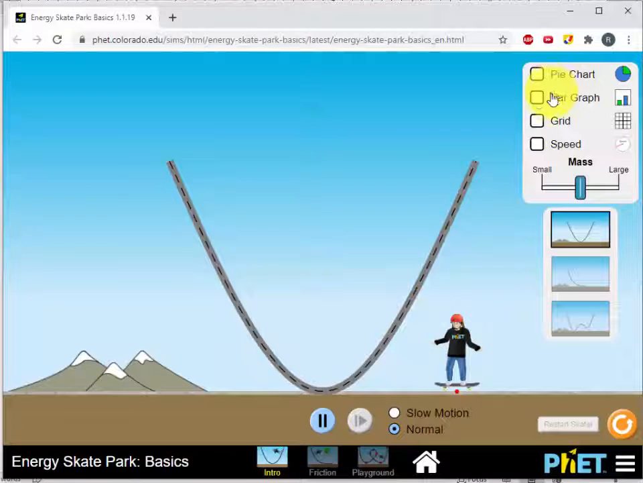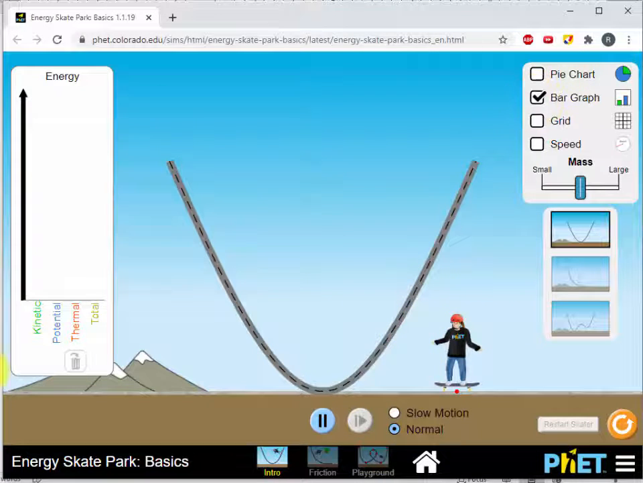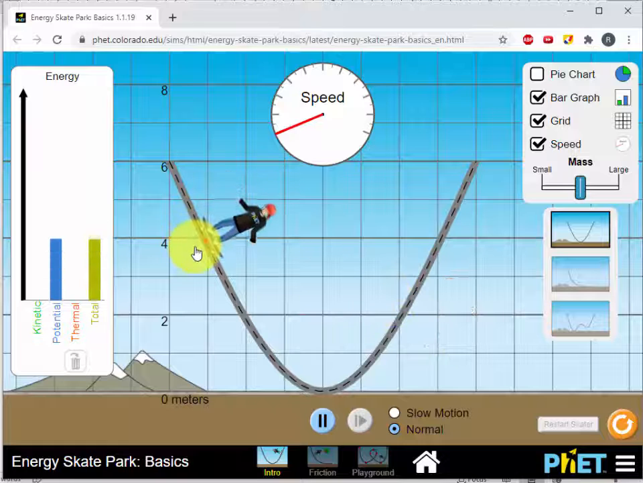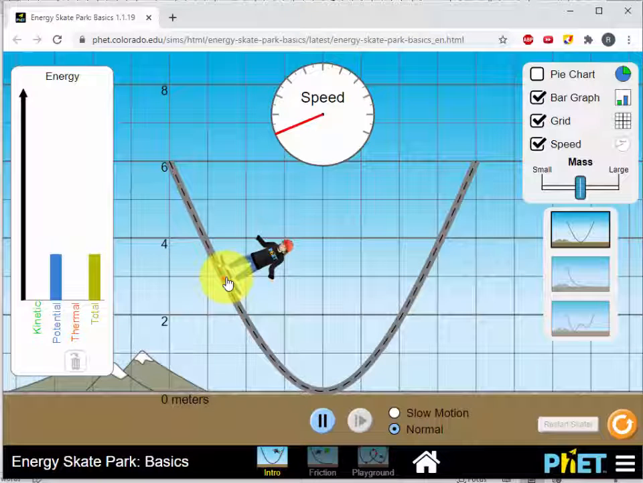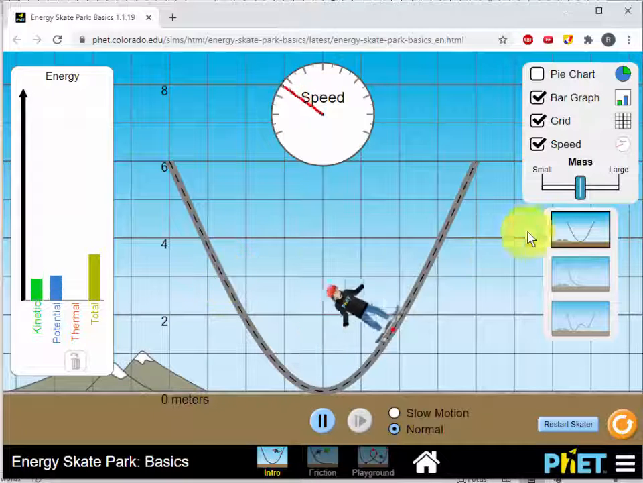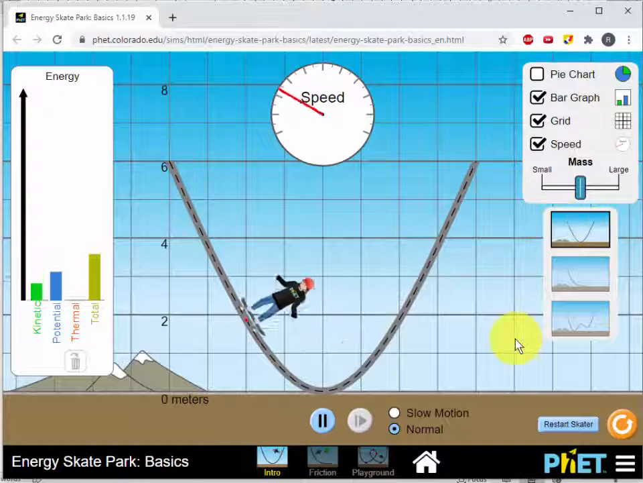So here we can take a look at energy. Here we have kinetic, potential, and thermal. If we had some friction, we'll get to thermal in a couple of chapters. I have you put the grid on here, and all I have you do is place the skater at some particular point. Actually, it's 4 meters, so I'm not going to do that. And we're just going to let these guys slosh back and forth.